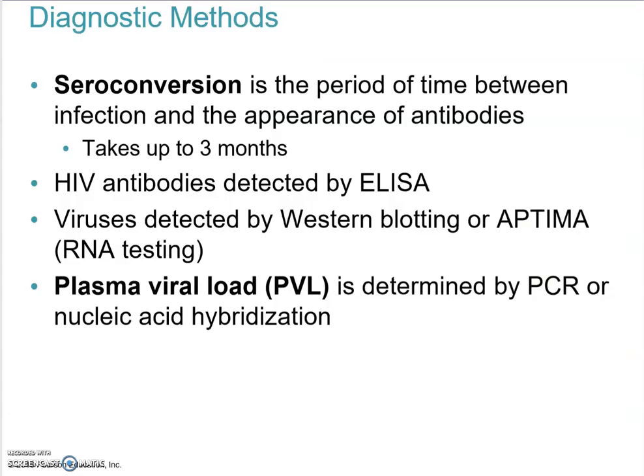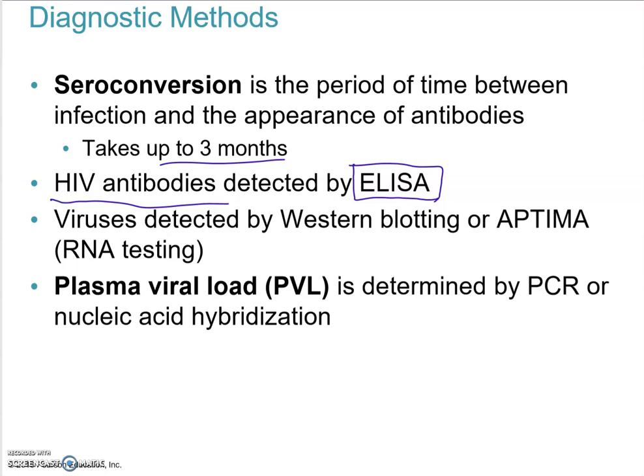As far as diagnosing HIV infection is concerned, the method of choice is ELISA, enzyme-linked immunosorbent assay right here. You have to just keep in mind that the ELISA detects HIV antibodies, and that can take up to 3 months to develop those antibodies. So you need to wait for seroconversion. That's the period of time between infection and the appearance of antibodies.